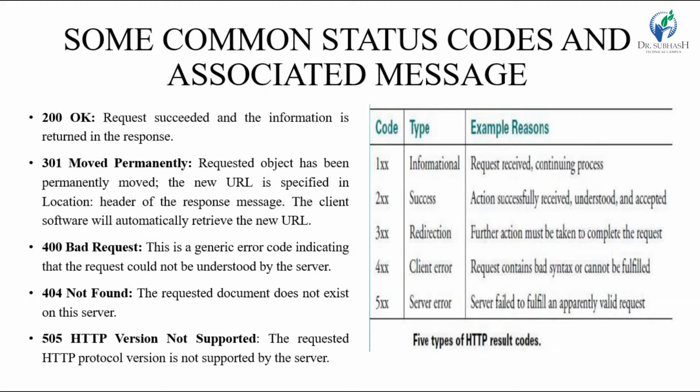505 HTTP Version Not Supported. If the requested HTTP protocol version is not supported by the server, then you will find 505. It means the server failed to fulfill your apparently valid request. So any one of these codes can be returned. If it succeeds, then 200, and if it is not, then any one out of these 4, based on the action, it will give you the response.